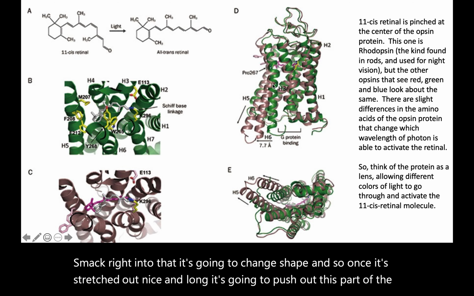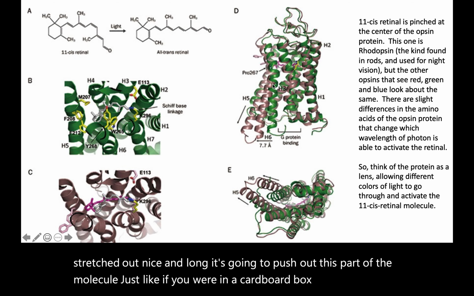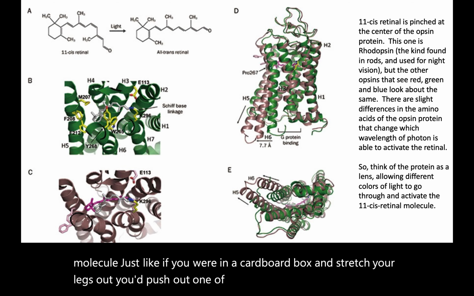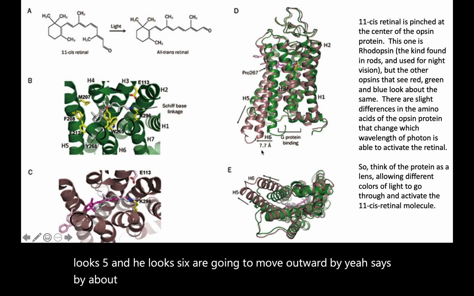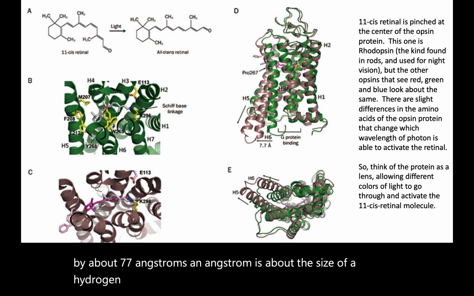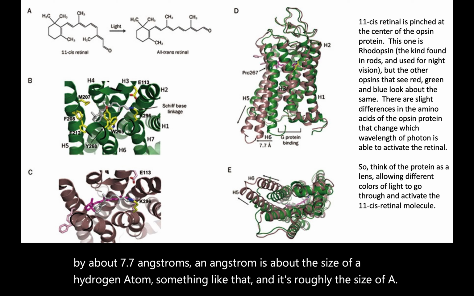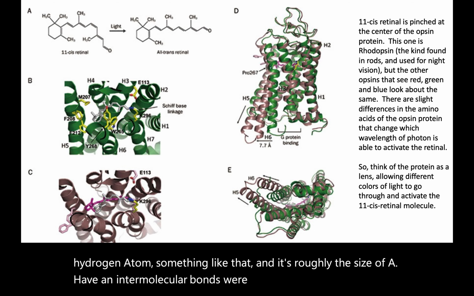Just like if you were in a cardboard box and stretched your legs out, you'd push out one of the walls of the box. And so helix 5 and helix 6 are going to move outward by, it says, about 7.7 angstroms. And an angstrom is about the size of a hydrogen atom, something like that. And it's roughly the size of an intramolecular bond. We're in the right neighborhood anyway.